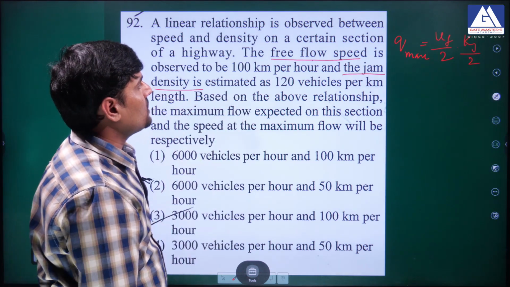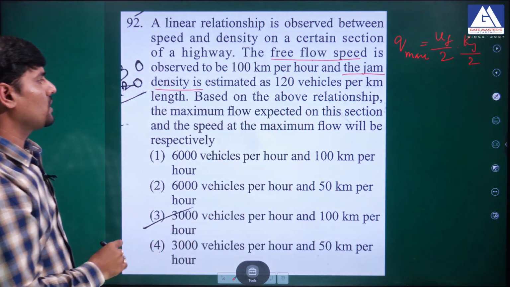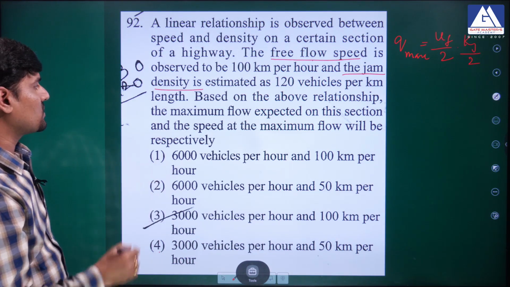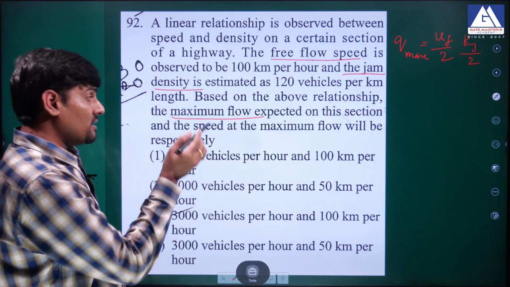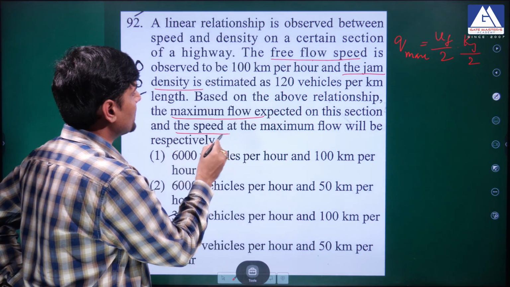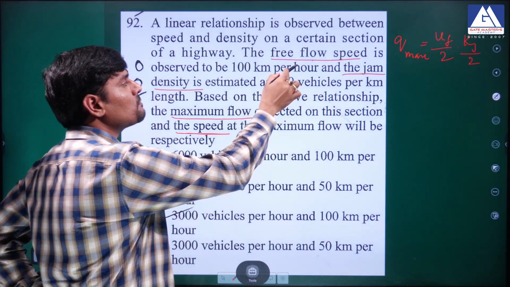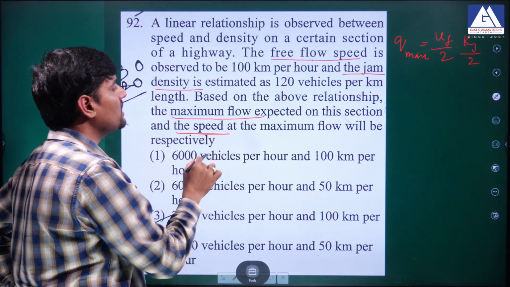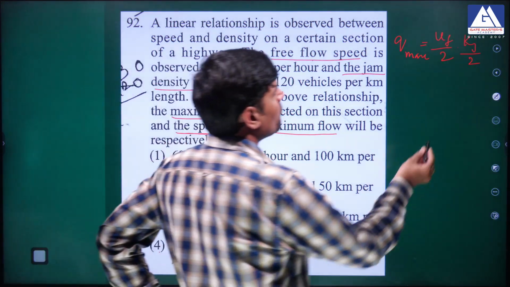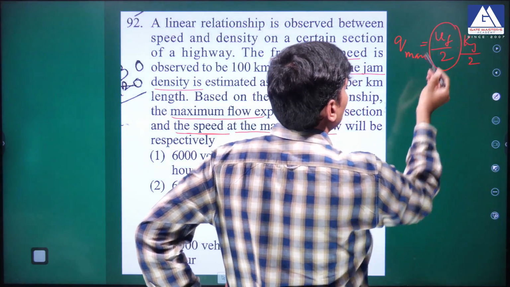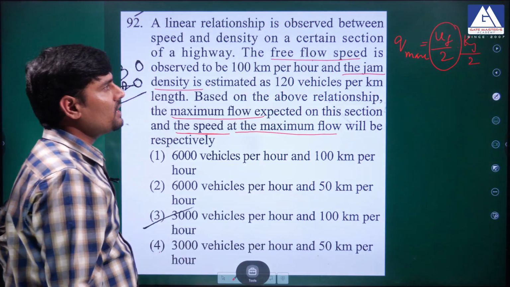Density is estimated as 120 vehicles per kilometer. Based on the above relationship, what is the maximum flow expected on this section? It is the maximum capacity of a section. At the same time, he is asking for the speed, and this speed is not the free flow speed. He has already given the free flow speed, but he is asking us to estimate the speed at the maximum flow. Speed at the maximum flow could be UF by 2.